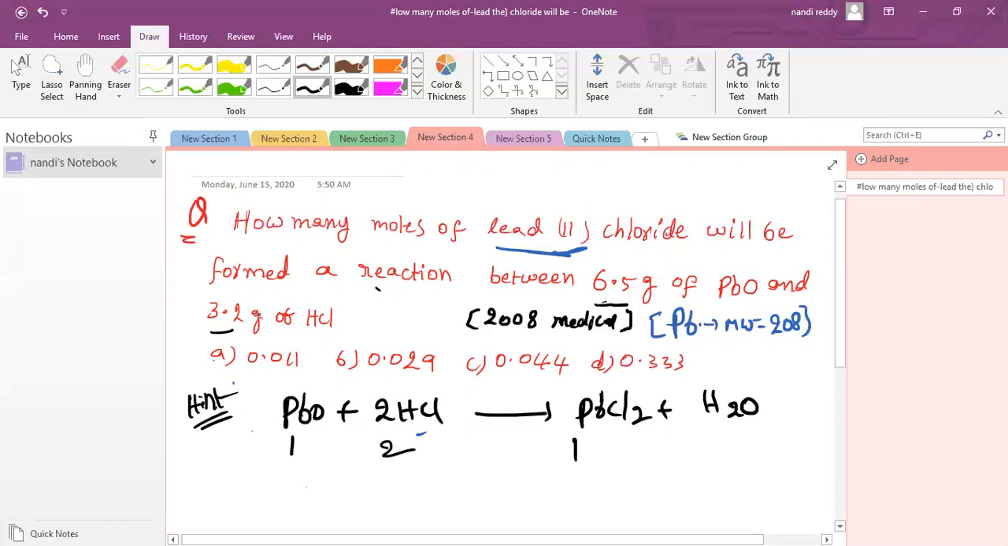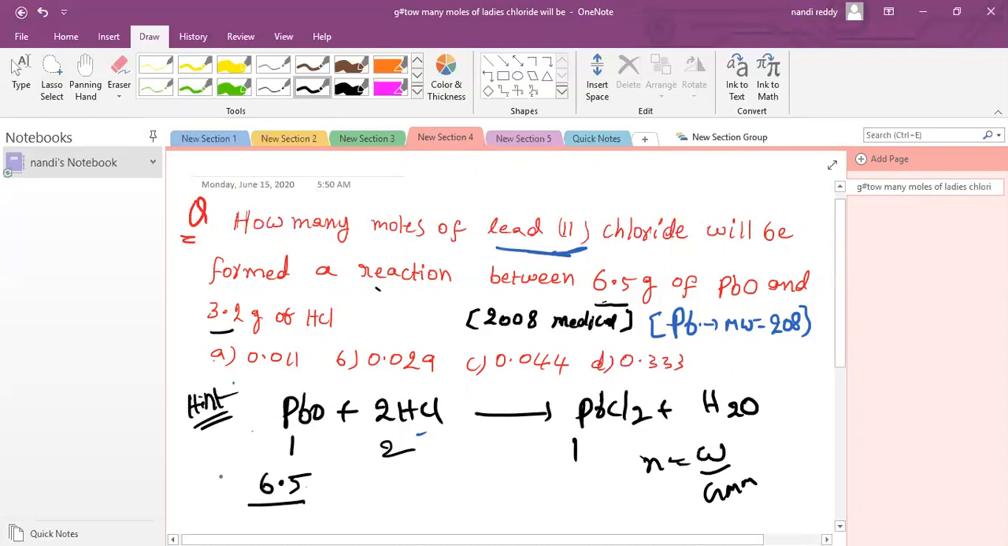Given mass by gram molecular mass is the number of moles formula, sir. So n equals given mass by gram molecular mass is the number of moles calculation. So you can find out here the weight they have given, 6.5 grams by PbO molecular weight. Lead is already given, 208. Then oxygen is 16, sir. You can find out here 16 plus 208. How much will you get?